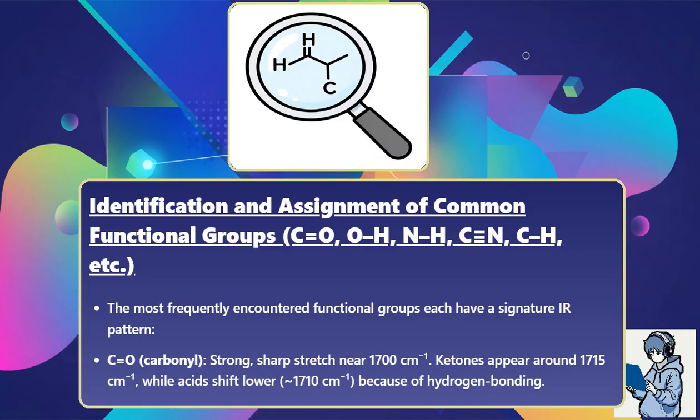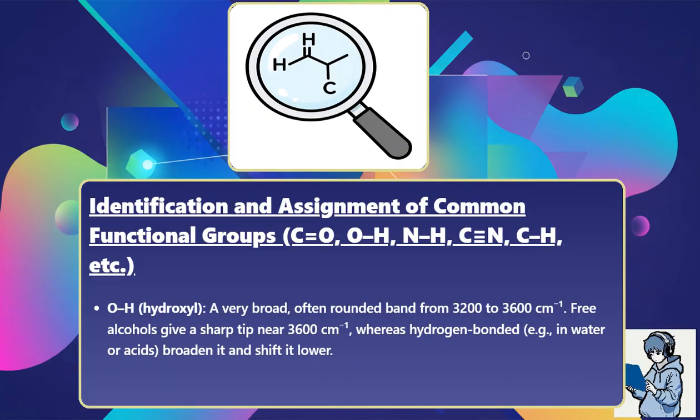C=O carbonyl: strong, sharp stretch near 1,700 cm⁻¹. Ketones appear around 1,715 cm⁻¹, while acids shift lower, about 1,710 cm⁻¹, because of hydrogen bonding. O-H hydroxyl: a very broad, often rounded band from 3,200 to 3,600 cm⁻¹. Free alcohols give a sharp tip near 3,600 cm⁻¹, whereas hydrogen bonded, for example in water or acids, broaden it and shift it lower.